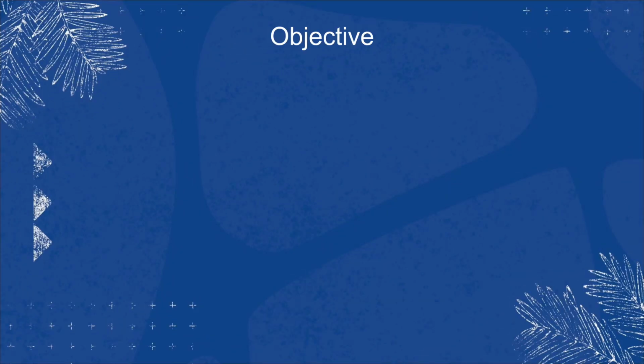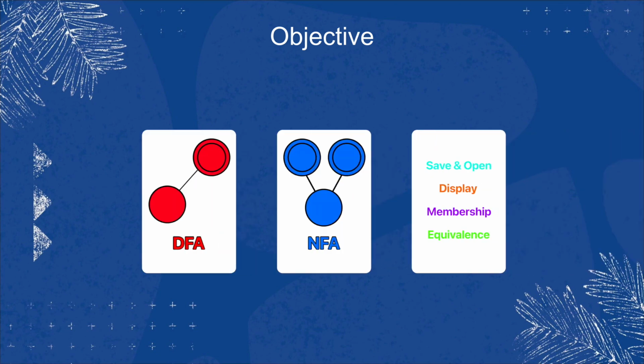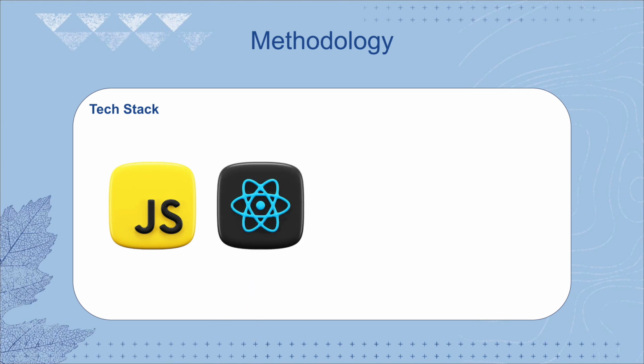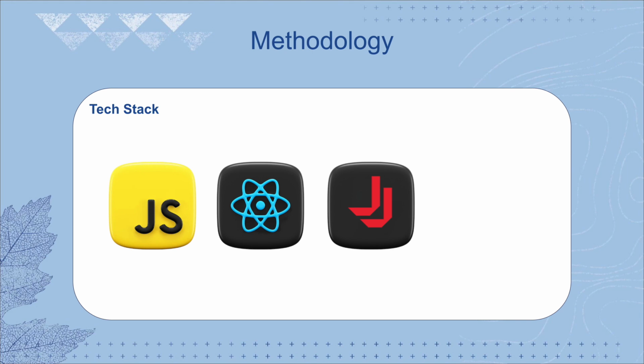The objective of the project was to build a tool that allows users to create DFAs and NFAs, and allows for a variety of options including saving and opening automata, displaying automata, testing membership of automata, and, in the case of DFAs, testing equivalence. We developed a tool inspired by JFlap, which was implemented using JavaScript and React. We used one library in this project, Joint.js, which facilitated the rendering of physical states and transitions onto the canvas. Finally, as for our development environment, we chose Visual Studio Code.